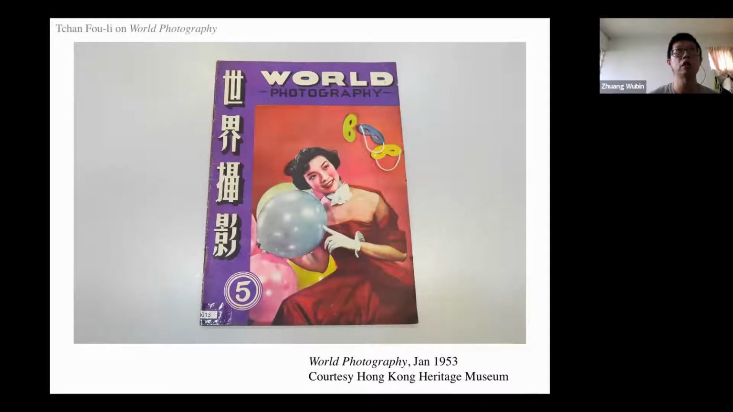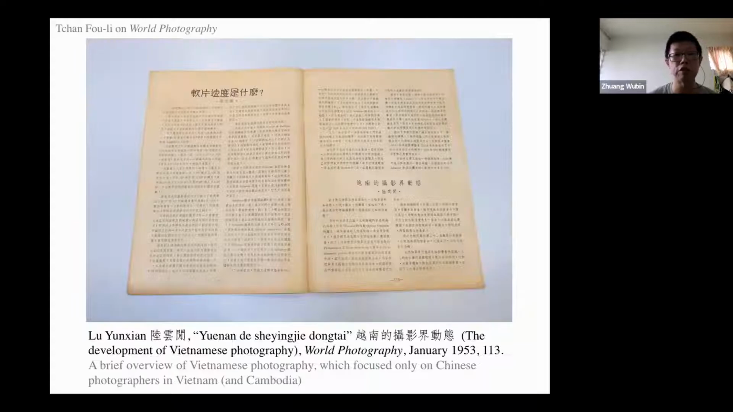the activities of photographers in Vietnam were reported in World Photography magazine. So this is the January 1953 issue. They ran a report on 越南的摄影界动态, which is the development of Vietnamese photography. It's a brief overview of Vietnamese photography, which only focused on Chinese photographers in Vietnam and Cambodia. Presumably, it means that they were not aware that there were important Vietnamese or Khmer photographers working at that time.